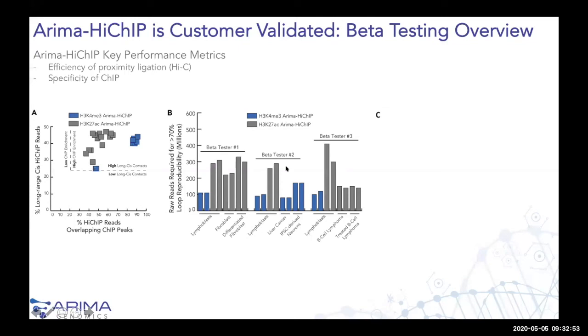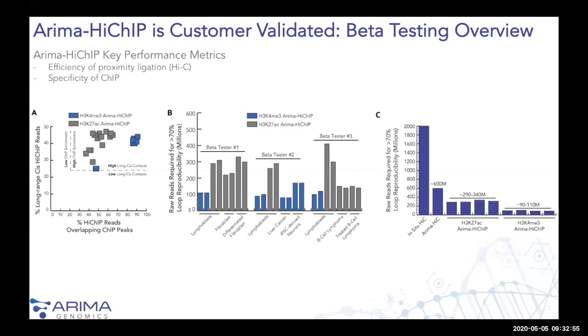And for K27 acetylation, a bit more of an enhancer-centric point of view, about 300 million reads for those H3K27 acetylation-mediated loops. And if you step back and think about the sequencing requirements for these types of technologies, for in situ Hi-C, for loop level resolution, I believe ENCODE is recommending about 2 billion reads. For Arima-HiC loop level resolution, we're talking about 600 million reads. And then for the HiChIP, it's about 300 million reads for K27 acetylation and 100 million reads for K4 trimethylation.